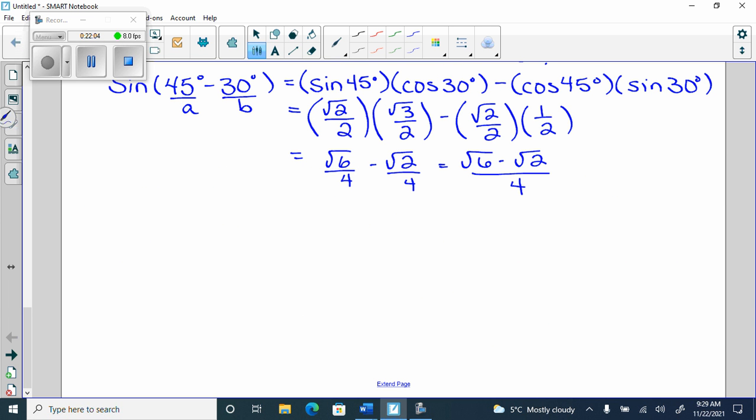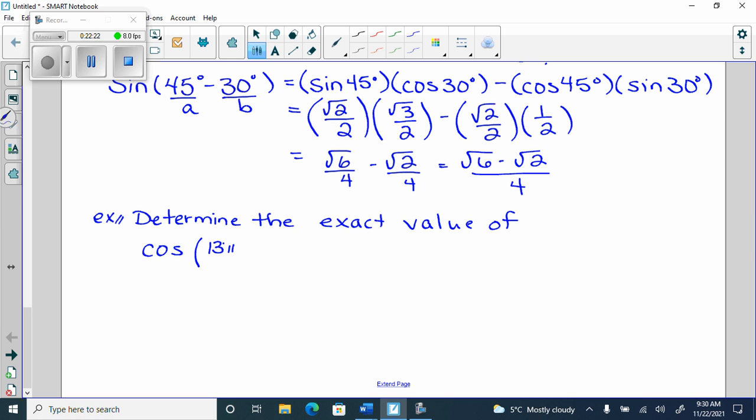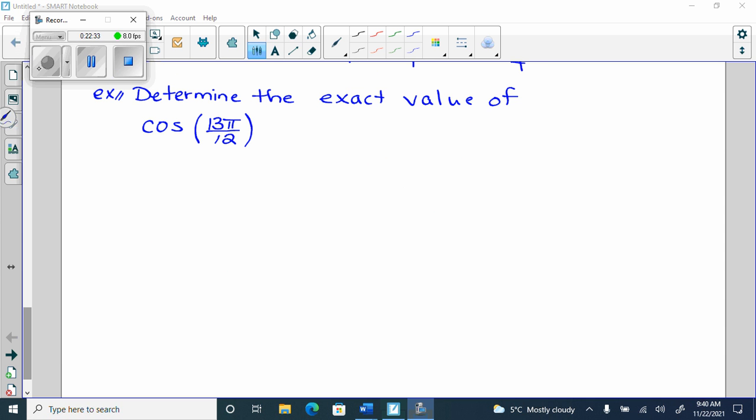Cos. Determine the exact value of cos 13 pi over 12. You can turn it to a degree. 13 pi over 12 worked out to 195. What can we break it down into? 5 pi over 6.